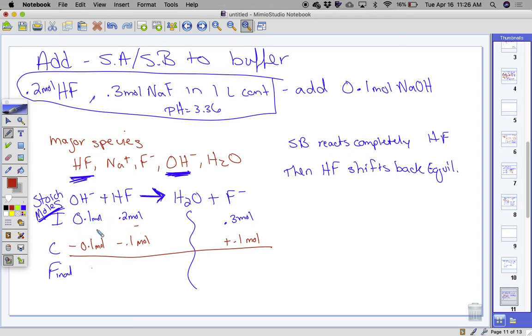All right, so the limiting reagent is OH minus because there's only 0.1 of it. So I'm going to use up 0.1 of that, use up 0.1 of the HF, and make 0.1 of the F minus. That gives me 0, 0.1, and 0.4. Agree?